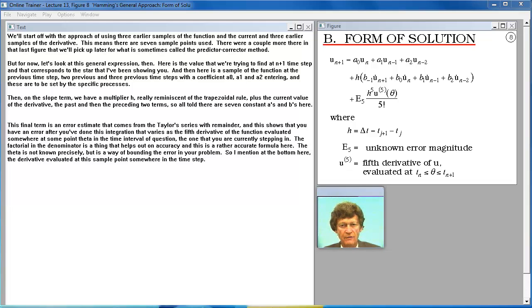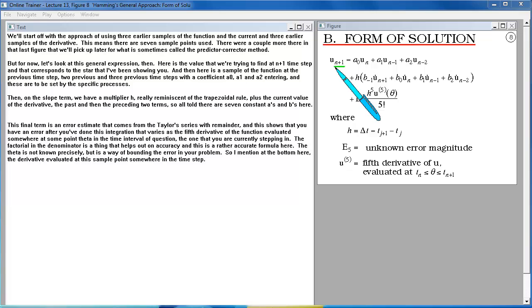We'll start off with the approach of using 3 earlier samples of the function and the current and 3 earlier samples of the derivative. This means there are 7 sample points used. There were a couple more there in that last figure that we'll pick up later for what is sometimes called the predictor-corrector method. But for now, let's look at this general expression.